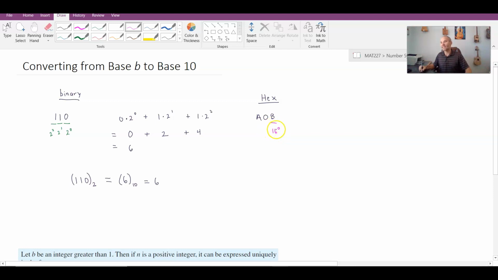Once I get the 16th individual tick mark, now I have to iterate over to the left and say, okay, well now how many groupings of 16 to the first do I have? And I can have 0 all the way up to 15, right?